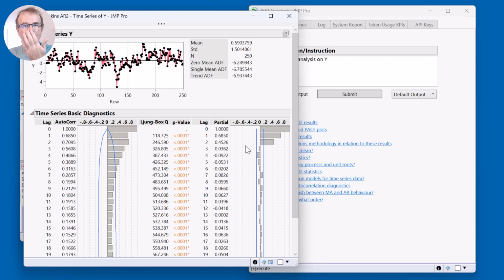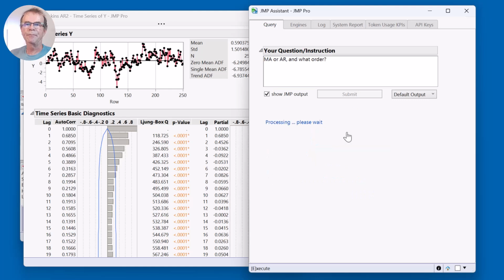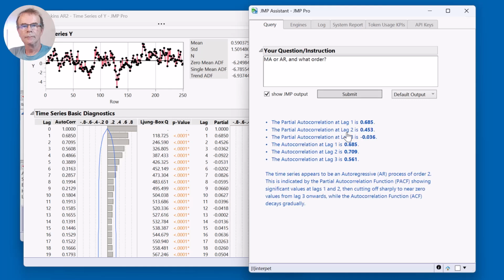So I know this is either second-order moving average or autoregressive based on what I'm seeing, but I wouldn't remember which way round things are. So what I'd want to do with the large language model is this: is it a moving average or is it autoregressive? And I'm pretty sure it's order 2, but I can ask that question as well. So the time series appears to be an autoregressive process of order 2. There you go, that's the answer. And then there's an explanation of how it comes to that conclusion. So it's come to the right answer.